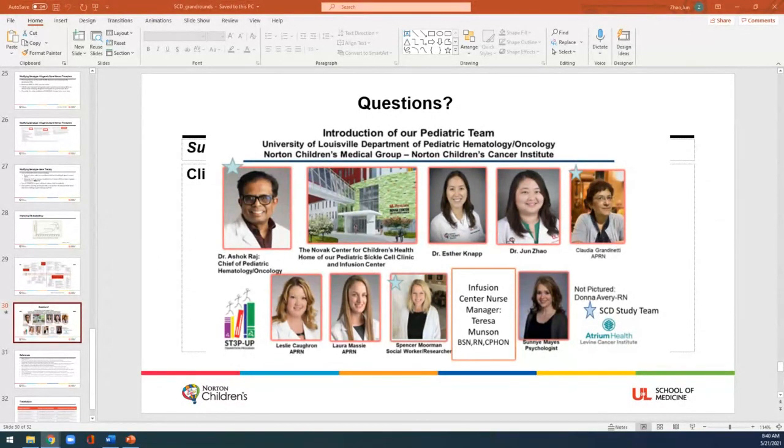Yes, I couldn't agree more. Dr. Raj has done a lot for our sickle cell population. And I haven't even talked about the apheresis program that we have here, so there's quite a bit.